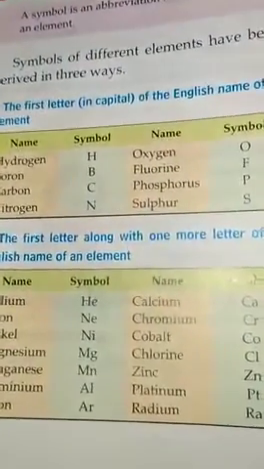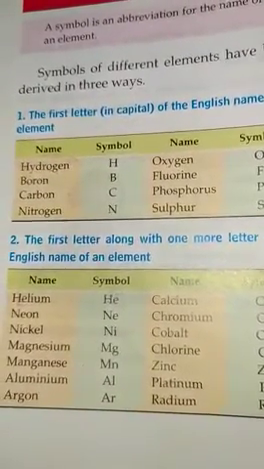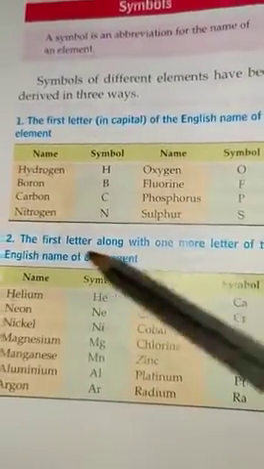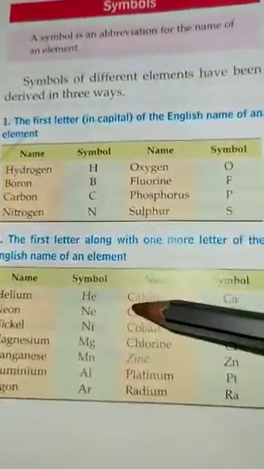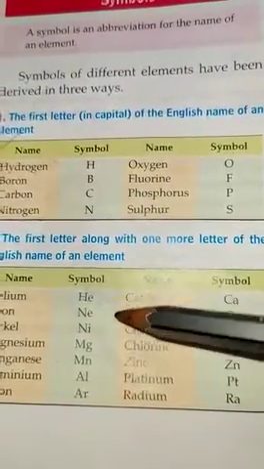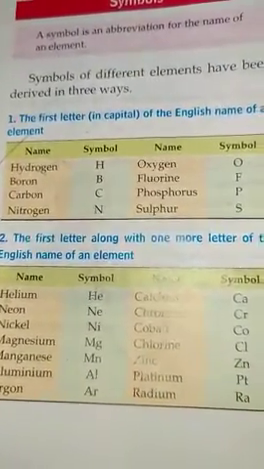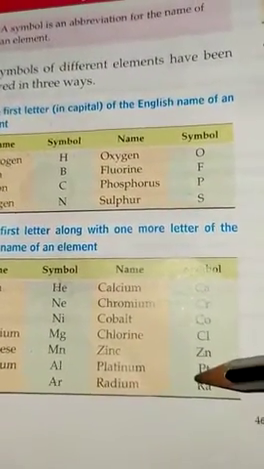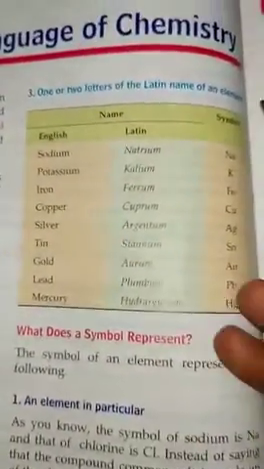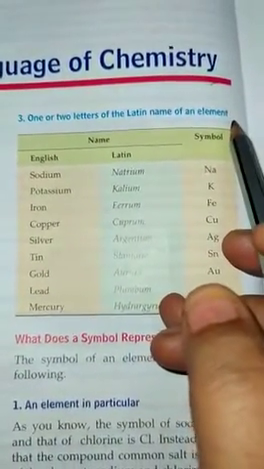You can't write it in your own way, you have to write the symbol as it is given in the book. So you have to learn this whole table so that you can write the symbols that can be asked of you during the exam. Like for neon, capital N and small e is used, and for radium, capital R and small a is used.